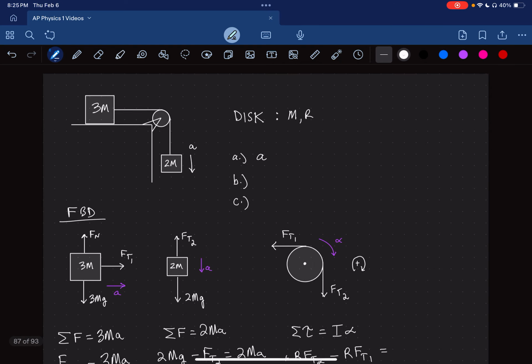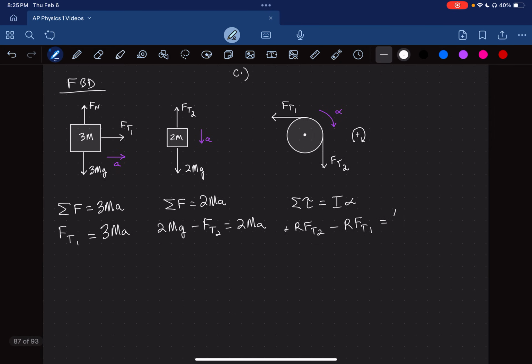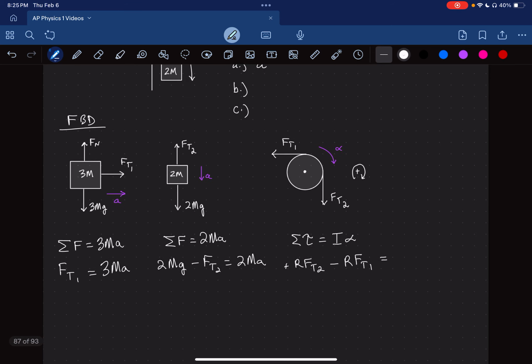Okay, so this is a disk. So the rotational inertia of a disk is, and the disk is mass m. So we're safe by just saying mr squared over 2 times alpha.